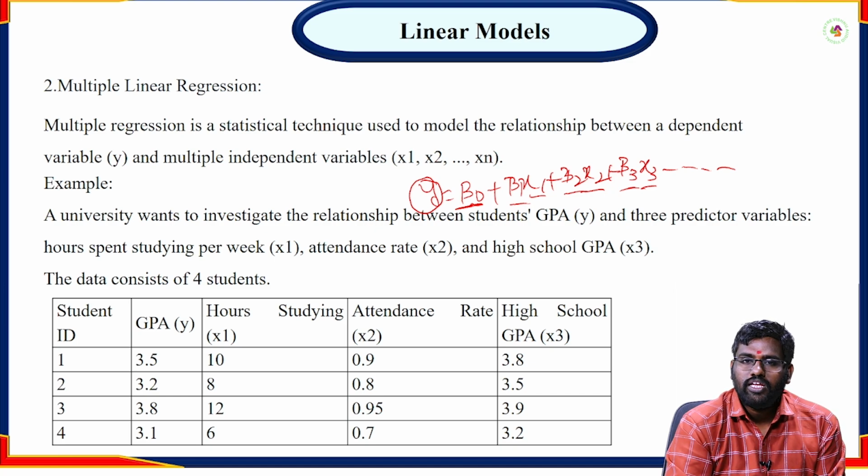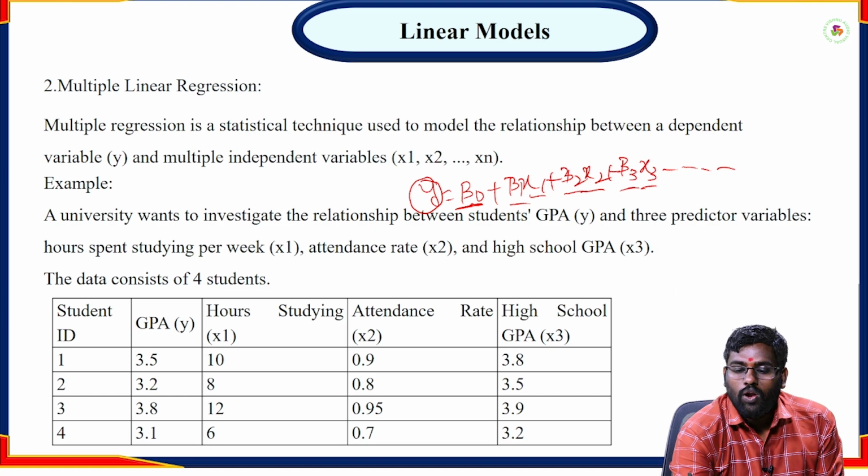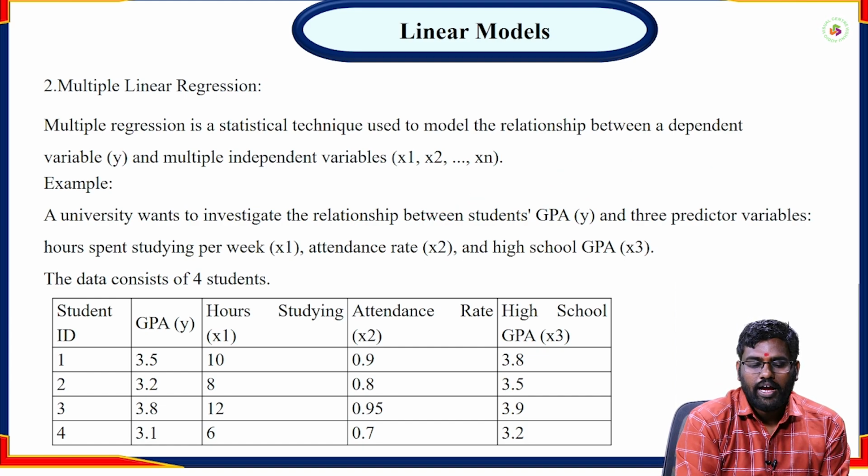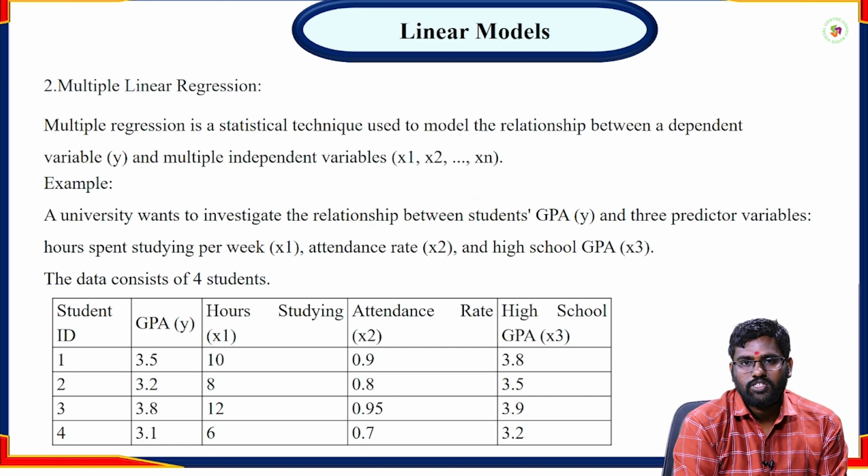So multiple linear regression means it has only one dependent variable and n number of independent variables. That is called multiple linear regression. See in this example, I have taken the student ID, this is our serial number.